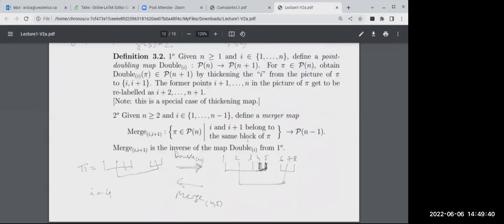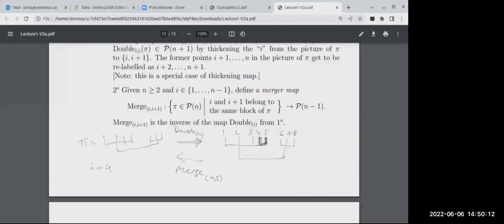There is a special case, where you just take one of the points in 1, 2, 3 and double it. Take i and double it so that it becomes i, i plus 1. In my standard example, I'm doubling 4, and 4 becomes 4, 5, and this is a partition of 8 points instead of 7. Vice versa, there is a map called merger: you merge 4, 5 together to get back your pi.